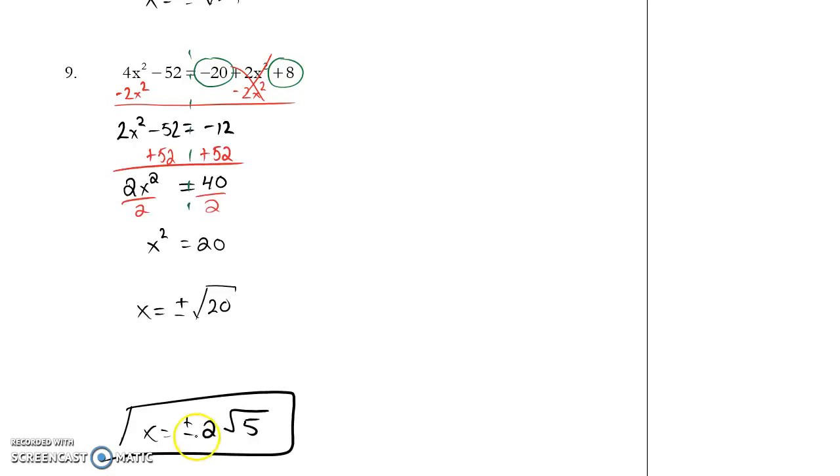So we should get x equals plus or minus 2 square root 5. Okay. Once we solve and get x squared by itself, it's equal to 20. Square root both sides. Simplify this. That becomes 2 times 10, or 2 times 2 times 5. So it's plus or minus 2 on the outside, square root 5 on the inside.